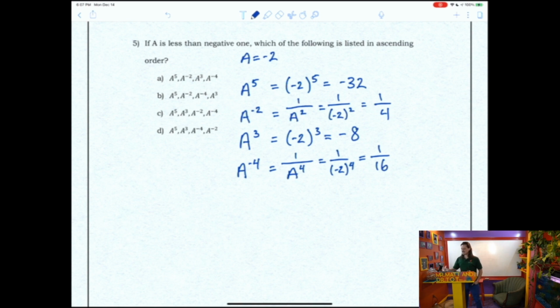We're putting these in ascending order, so we need to go least to greatest. The least is going to be the largest negative value. That's negative 32, which represents a to the fifth power, followed by negative 8, which represents a to the third power. Then we're going to go to the smallest positive value, which is a to the negative 4 power. And then lastly, the largest value is going to be a to the negative 2 power. And that is going to be answer selection D.